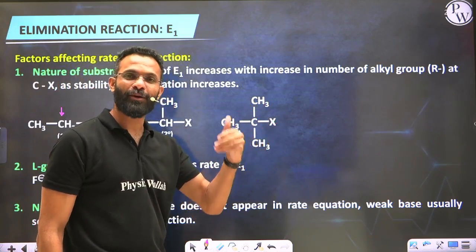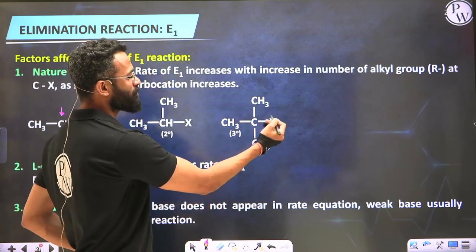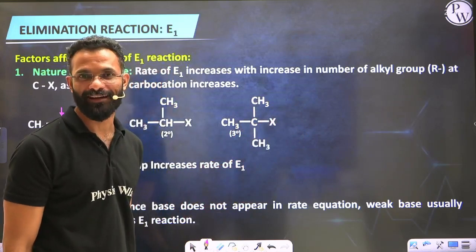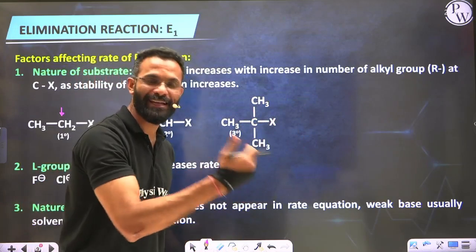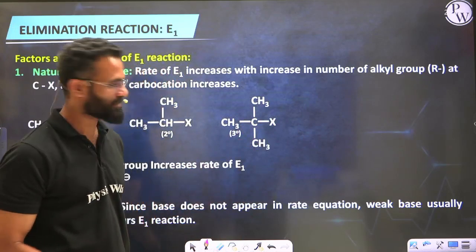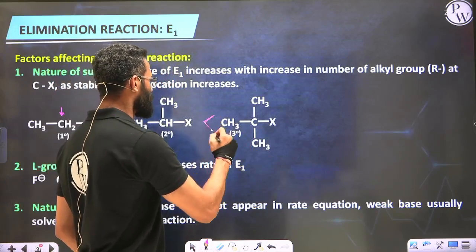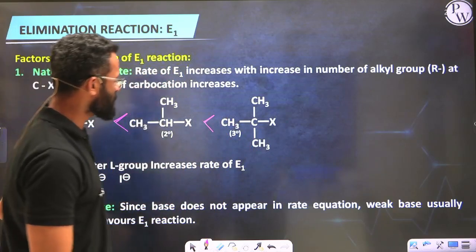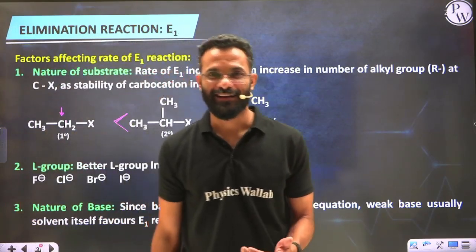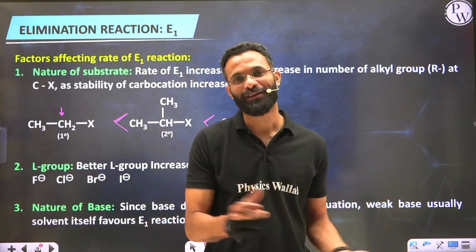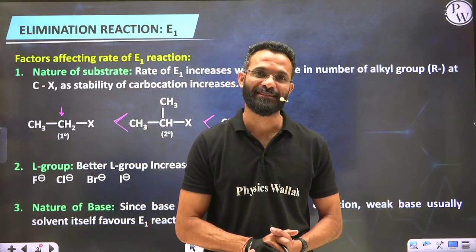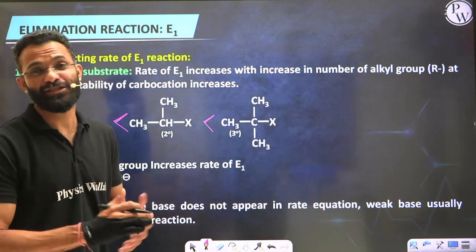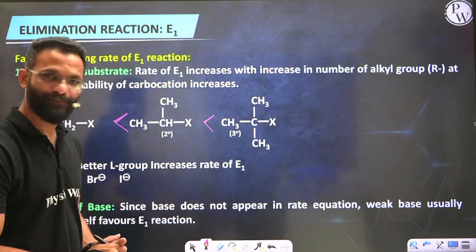So as the number of alkyl groups at the carbon carrying the leaving group increases, the corresponding carbocation formed is going to be more stable, which in turn will increase the rate of E1 reaction mechanism. Hence tertiary alkyl halide will be most reactive, secondary is second best, and primary is going to be the least reactive alkyl halide, and methyl halide won't even give this unimolecular elimination reaction since its corresponding carbocation is very less stable, or you can say kind of unstable. Alright.